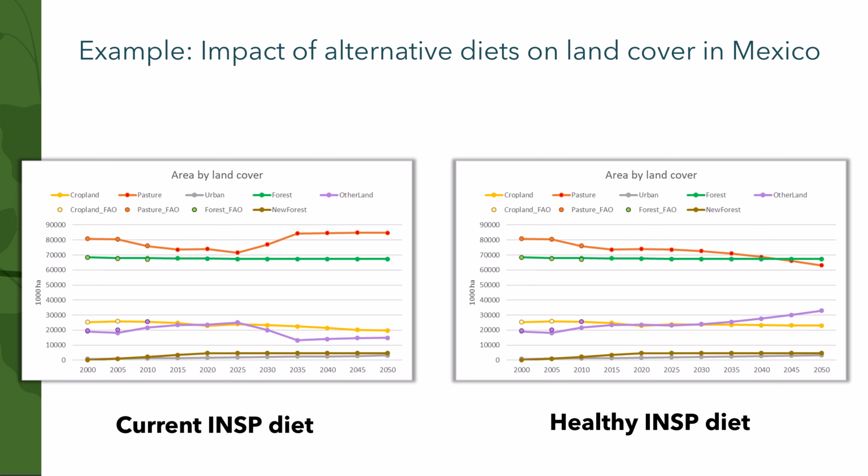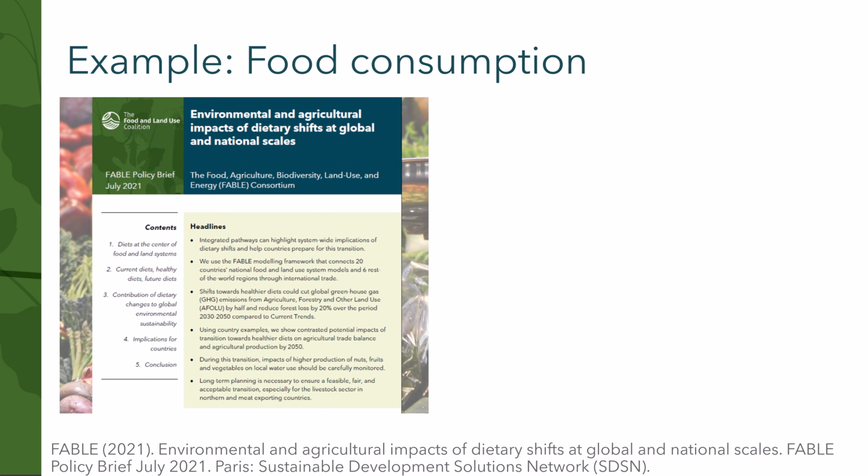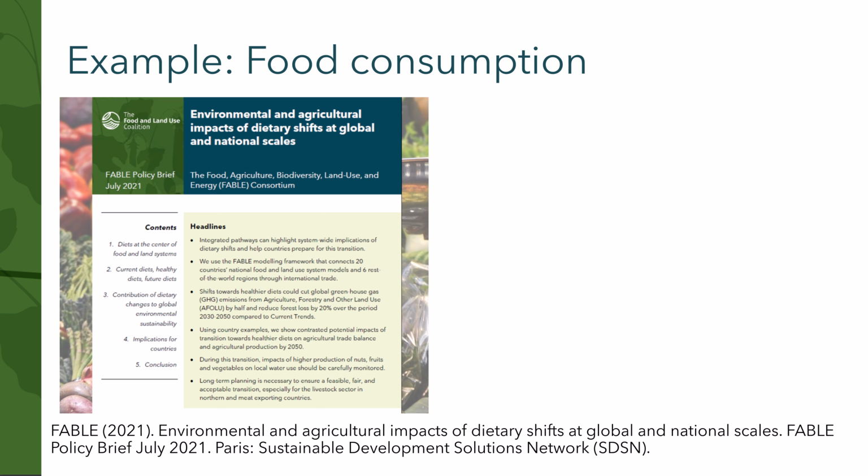In this slide, you can see more clearly the difference of the two diets in terms of impact on land use coverage. Here's an example of a policy brief published by FABLE in 2021, focusing on the impact of dietary shifts at both global and national scales. This analysis was conducted using the FABLE Calculator.